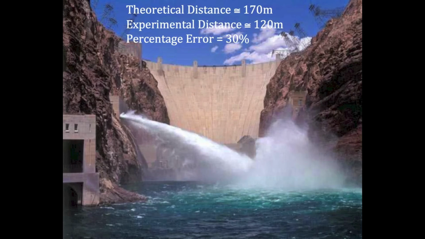Now going back to the original question of how far the water will eject from the outlet of the Hoover Dam, we calculated the theoretical distance to be approximately 170 meters. From this image, we estimated the actual distance to be about 124 meters. This gives an error of 31%, which is very close to the data of both our experiments.